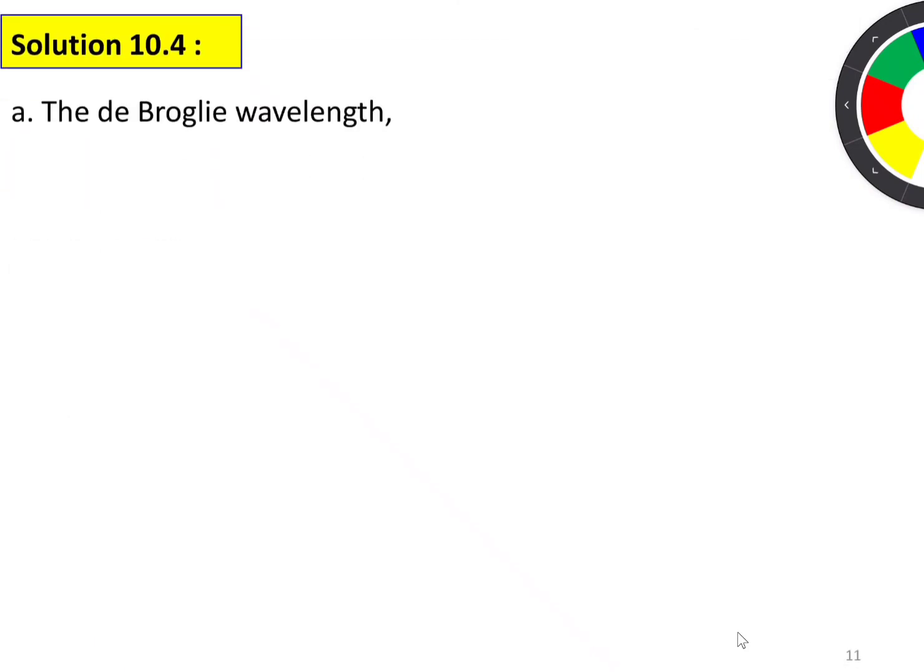Okay, solution 10.4. So, maklumat yang dia dah bagi tadi dekat soalan, kita dah tahu. So, lambda is equal to H. Okay. Kita tahu, okay, lambda is equal to H over root 2meV. V besar. Okay. So, daripada mana datang formula tu kan? Okay. So, kita daripada kinetic energy is equal to eV.